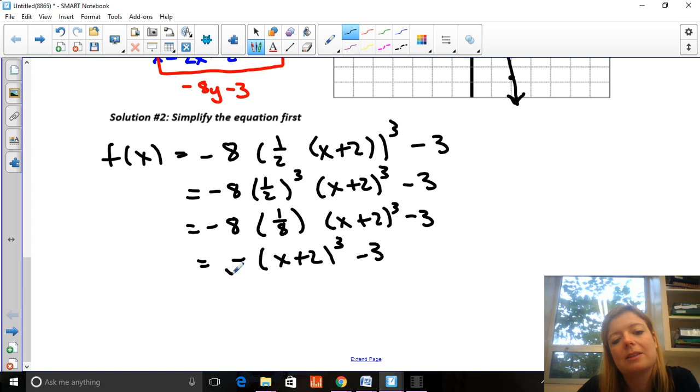So you can try it. You can make the table of values using these A, D, and C values, and you'll see you get the same table of values.